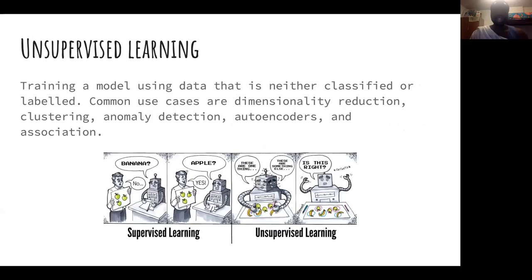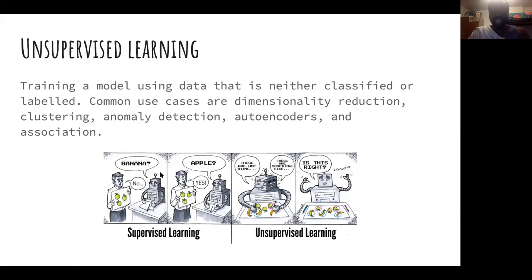The next one is actually unsupervised learning. This is a very simple definition I got for unsupervised learning: training a model using data that is neither classified nor labeled. So unlike before, where we give it something that we want to predict, we just say, what can you help me get from this data, essentially?